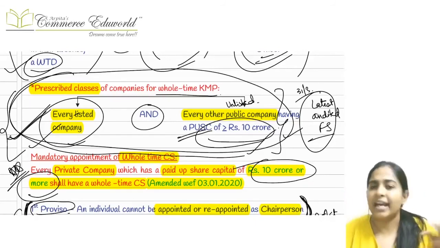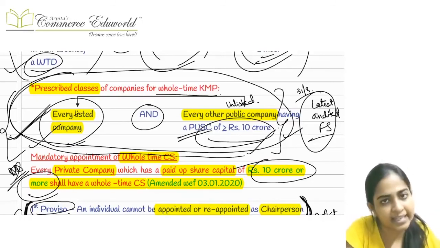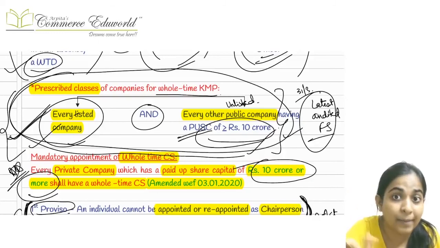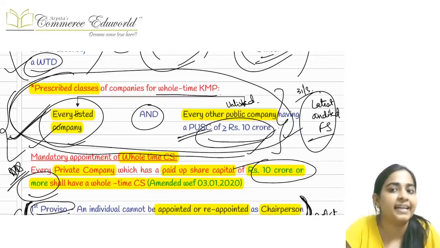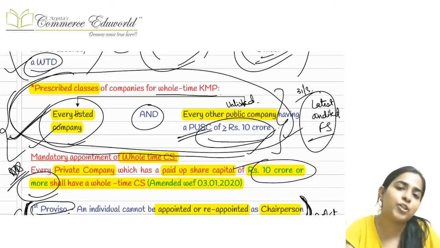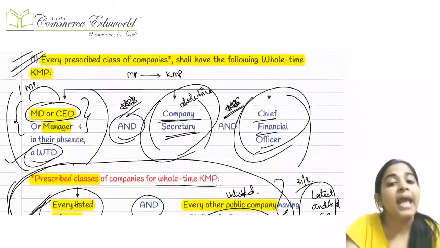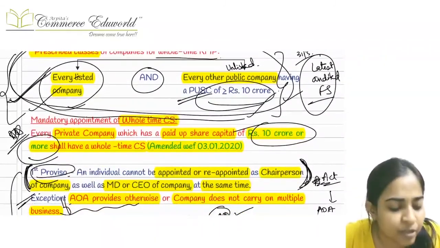These companies, okay, either if that company is a listed company, then it has to follow, or if it's not a listed company but it's a public company and its paid up share capital is at least rupees 10 crore, then it has to appoint a whole time KMP mandatorily. Okay, then there was an amendment here.